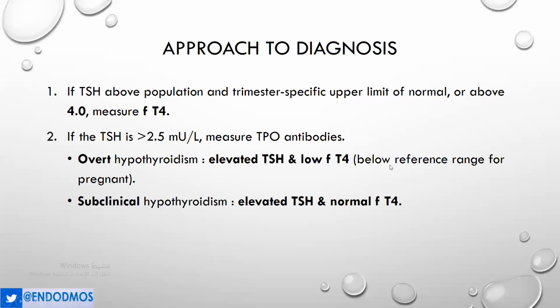What is the approach for diagnosis? If TSH is above the population and trimester-specific upper limit of normal, or above 4, the next step is to measure free T4. And if TSH is 2.5 or above, measure antibodies as well. If you diagnose overt hypothyroidism, it means high TSH with low free T4 below the reference range for pregnancy. And if the patient is labeled with subclinical hypothyroidism, it means high TSH with normal free T4.